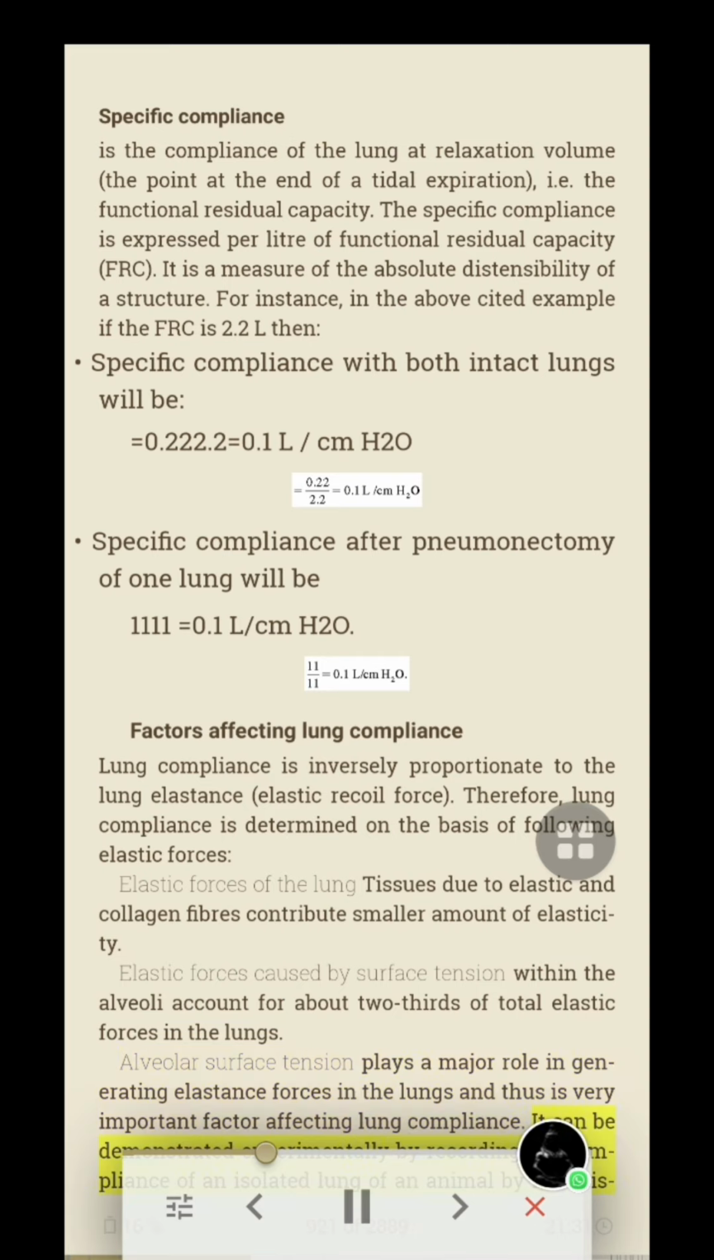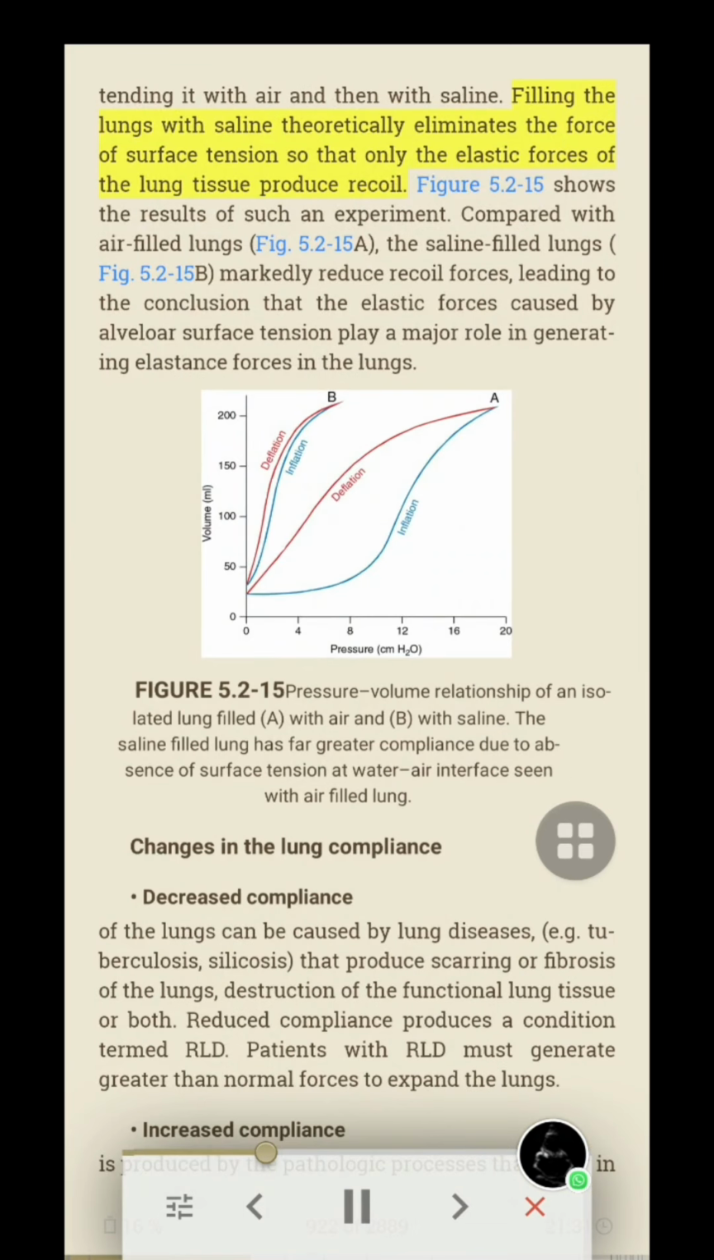affecting lung compliance. It can be demonstrated experimentally by recording the compliance of an isolated lung of an animal by first distending it with air and then with saline. Filling the lungs with saline theoretically eliminates the force of surface tension, so that only the elastic forces of the lung tissue produce recoil. Figure 5.2-15 shows the results of such an experiment. Compared with air-filled lungs, Fig. 5.2-15a, the saline-filled lungs, Fig. 5.2-15b, markedly reduce recoil forces, leading to the conclusion that the elastic forces caused by alveolar surface tension play a major role in generating elastance forces in the lungs.